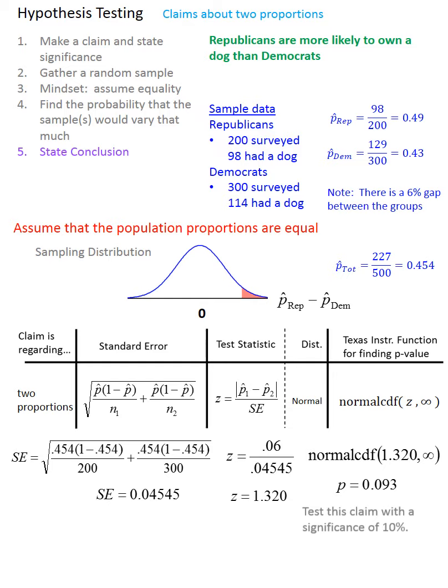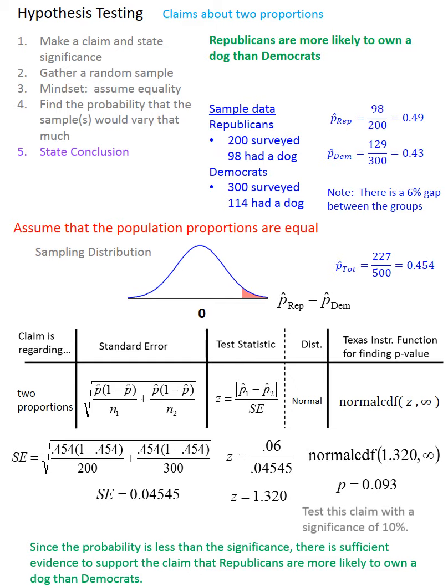Our goal in this problem was to conduct a survey in which the probability of a false positive was less than 10%. And we've done that because we've shown that the probability of this being a false positive is 9.3%. And since 9.3% is less than 10%, there is, in fact, sufficient evidence to support the claim that Republicans are more likely to own a dog than Democrats.